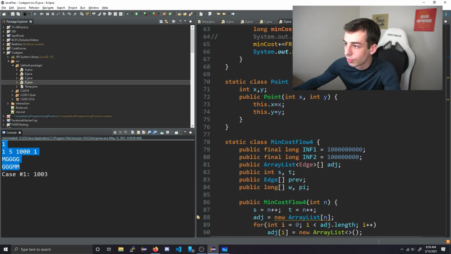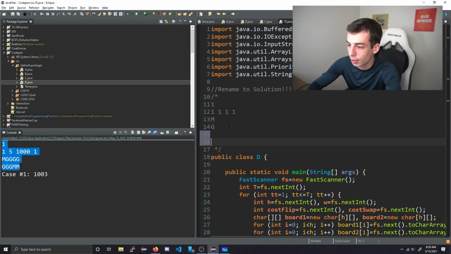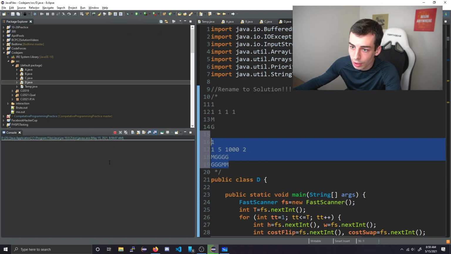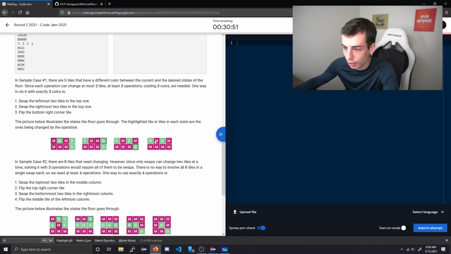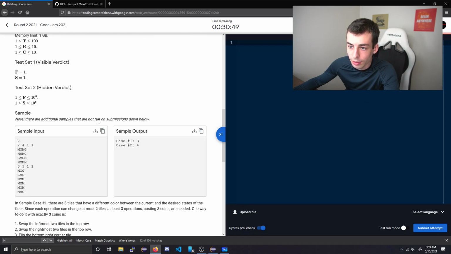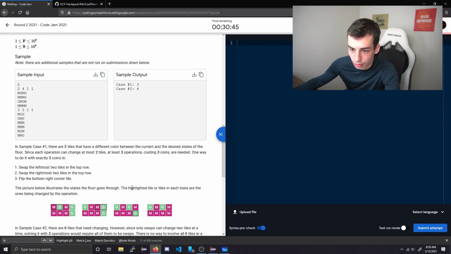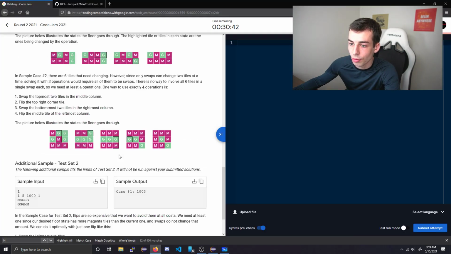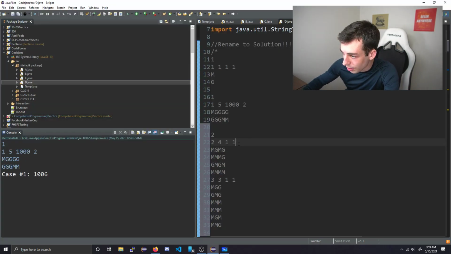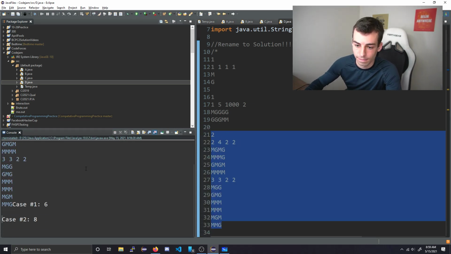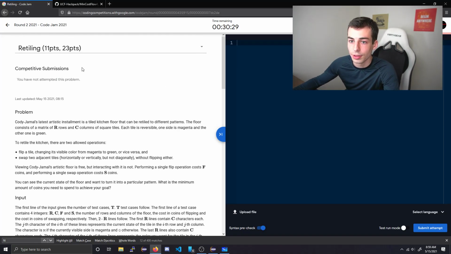1003. Let's modify this a little bit. Just 2. 1006 probably. Yeah, okay. And then we change these. Oh wait, do we have another? This was this one before. Yeah, okay. So then if we make each of these 2, 2, then it should be 6, 8. Looks good. Let's submit.